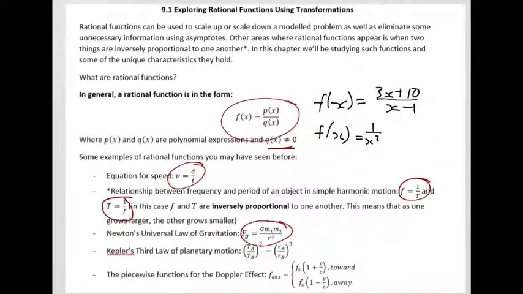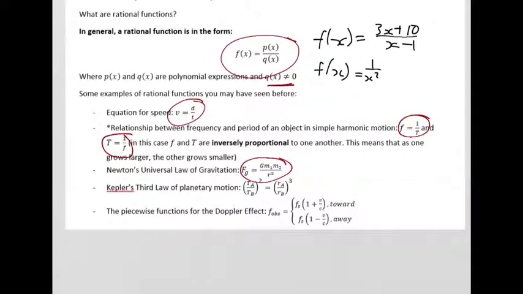But these are just some examples of rational functions that you have dealt with. Just to show you that they've been creeping there on the sidelines without you maybe realizing it.